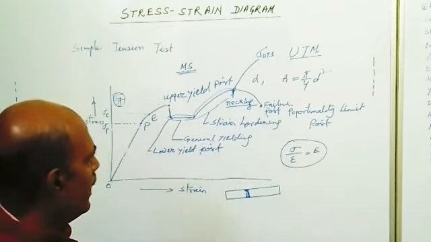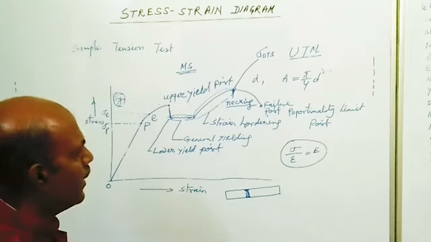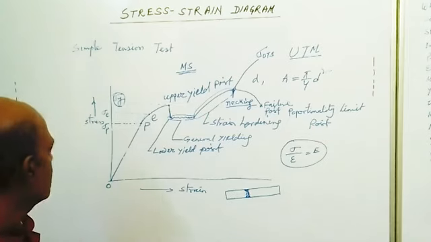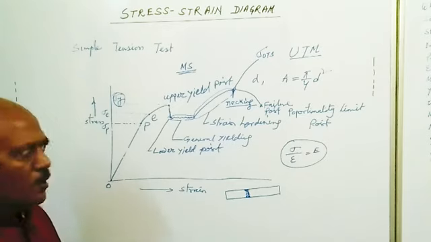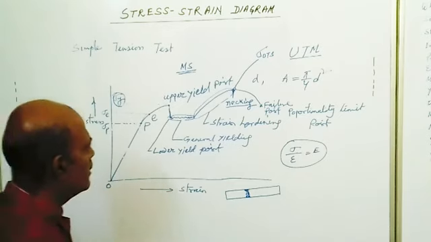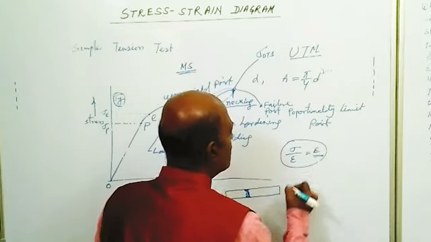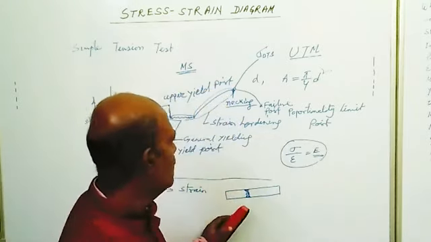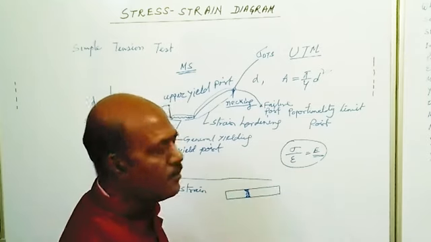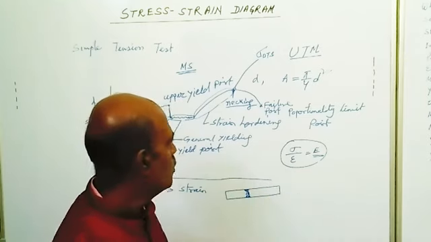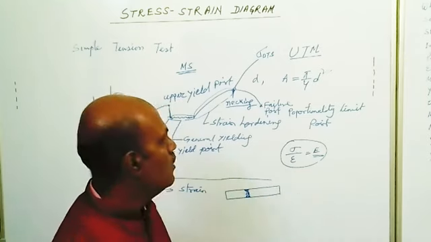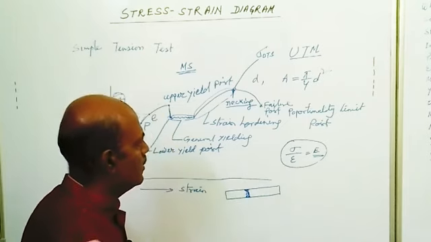So we have seen here some important points like proportional limit, elastic limit, modulus of elasticity. What is modulus of elasticity? So this is the modulus of elasticity. It is the ratio of stress to strain within elastic limit. The ratio of stress to strain is called Young's modulus of elasticity.